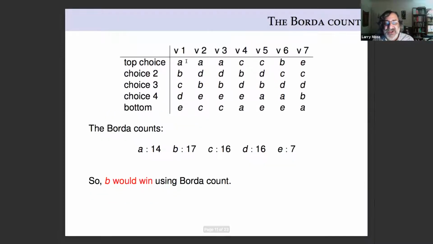So in this case, candidate A would get 4 points from this one, 4 from this one, 4 from this one, nothing from this one, 1 from this one, 1, and nothing from this one. So we total 4, 4, 4, 0, 1, 1, and 0, and we would get 14. Then we would calculate it for everybody else, and we would see that candidate B would in this case win the Borda count. So if the election were held Borda's way, B would be the winner.